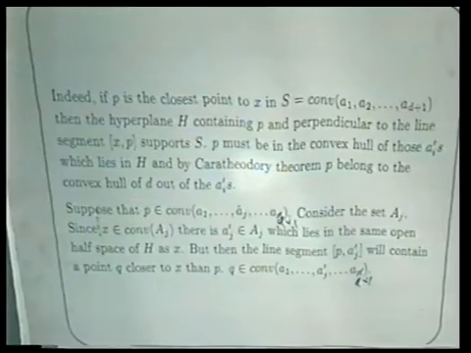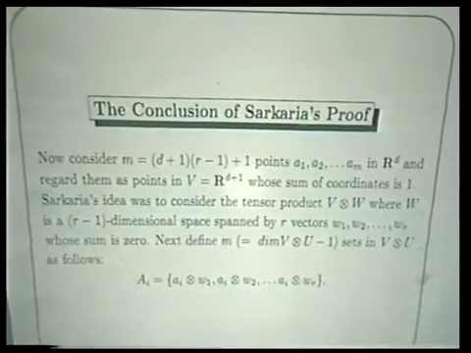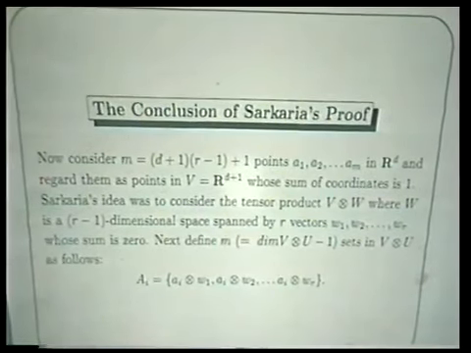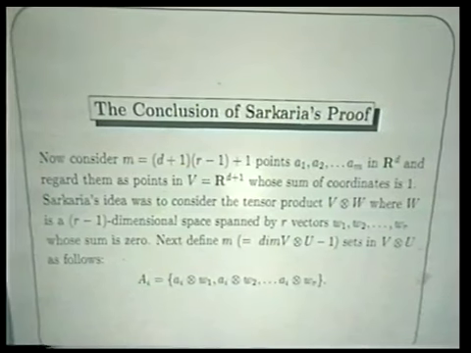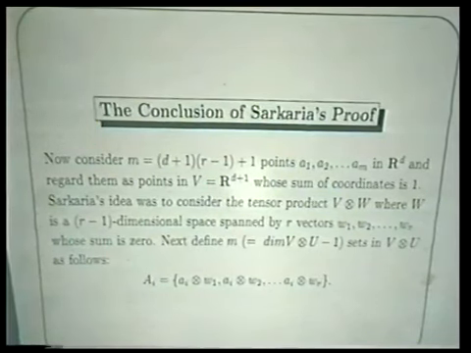Okay. So let me go on with the conclusion of Sarkaria's proof of Tverberg theorem. And now here comes the really nice idea. Now we have m points, and m is this number, (d plus 1) times (r minus 1) plus 1, in R^d. And it will be useful to look at them as points in R^{d+1} whose sum of coordinates is 1. So this is useful for the proof.